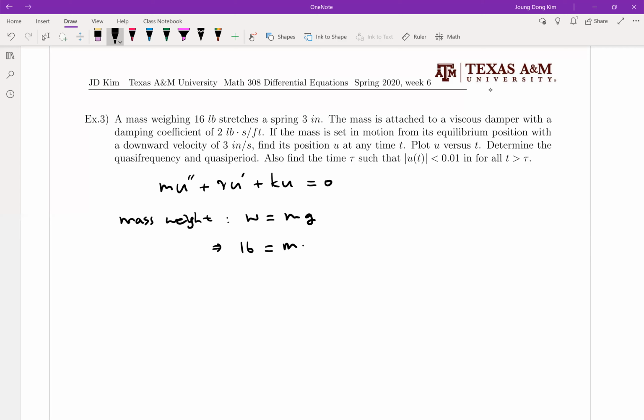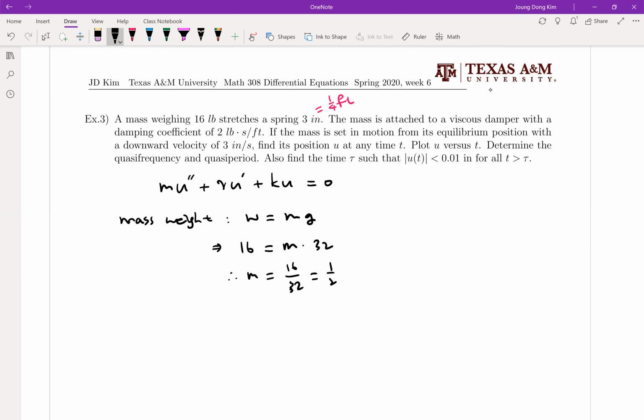In this problem, even though the spring is stretched by 3 inch, we're gonna use feet instead of inch, okay? Which is 1/4 feet, right? So your gravity will be written by 32 feet per second, okay? So my mass m must be equal to 16 over 32, which is 1/2 pound, okay? So we're gonna plug in this one later.